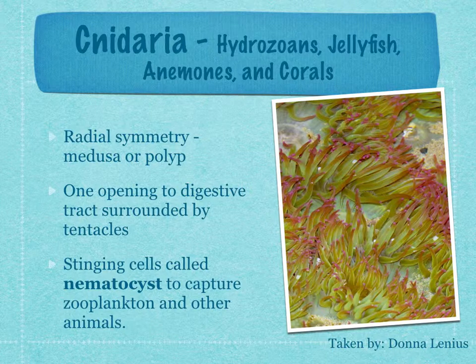They all have one opening to a simple digestive tract that is surrounded by tentacles. These tentacles have stinging cells called nematocysts, which capture their food, zooplankton, and other animals. Although they do not appear to be very active, they are actually carnivores that are constantly searching for prey.